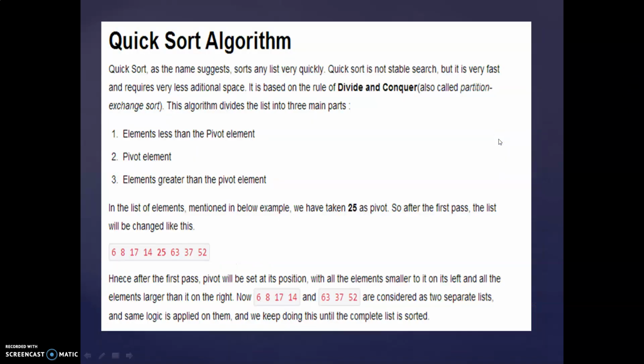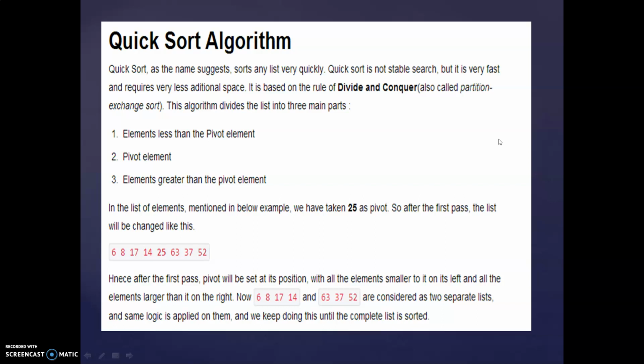Now the next one is the quicksort algorithm. Again, it holds the same idea of the divide and conquer rule, but in this there are three main parts. In merge sort, you have taken only divide and conquer. In quicksort, there are three main parts. One is the pivot element, second is the elements less than the pivot element, and third is the elements greater than the pivot element.